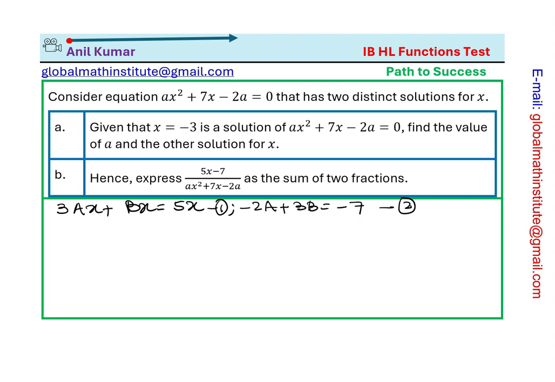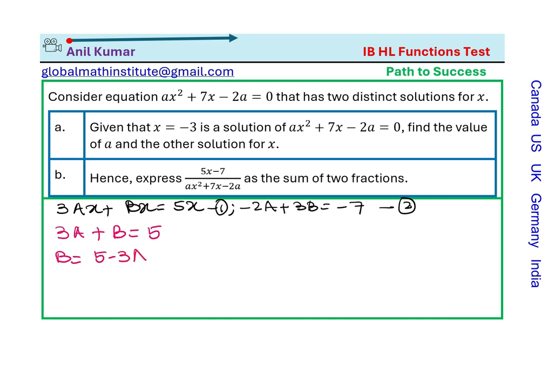Great. Now, you can adopt any method you want. And in the first equation, as you can see, the x components will cancel. So we are left with 3a plus b equals to 5. Correct? And from here, we can say what b is and substitute in the other equation. This is one way of doing it. Let's do that way. So b is equal to 5 minus 3a.